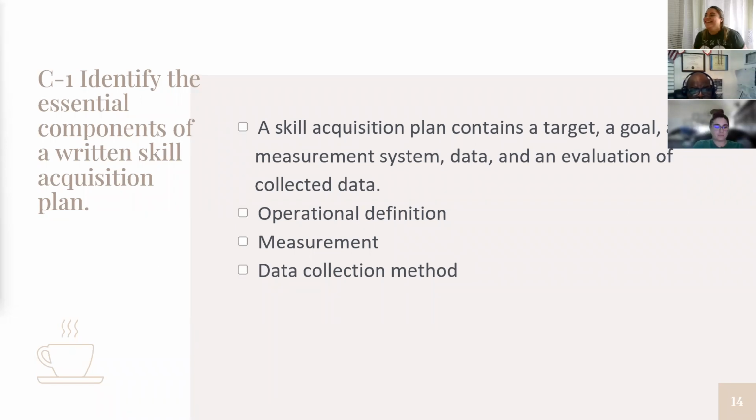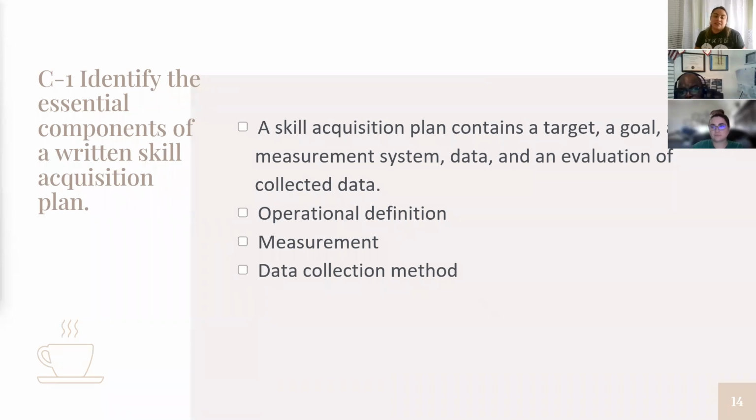Thank you. Okay, so C1, identifying the essential components of a written skill acquisition plan. So a skill acquisition plan contains the target, a goal, measurement system, data, and an evaluation of the collected data. It'll give you your operational definition. It'll tell you what measurements you need to use, what's your data collection method. That's all going to be written in your skill acquisition plan.